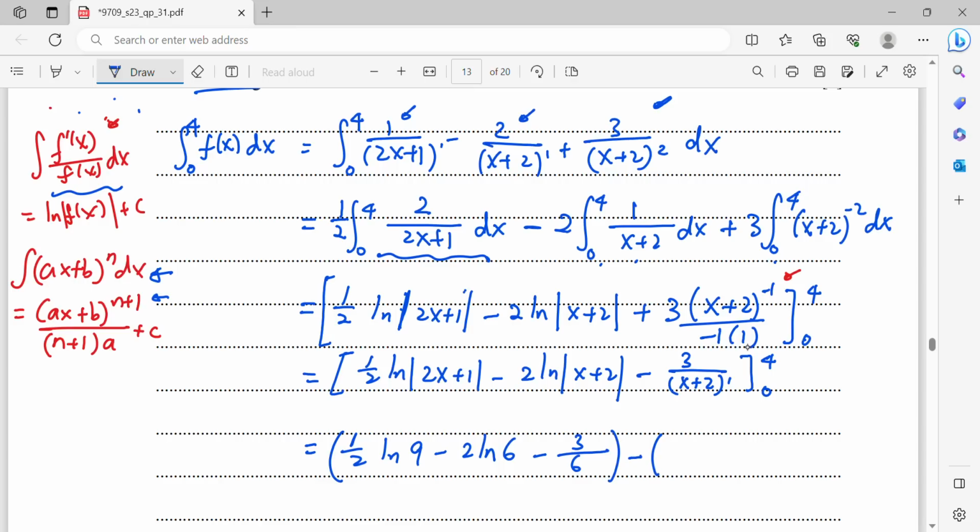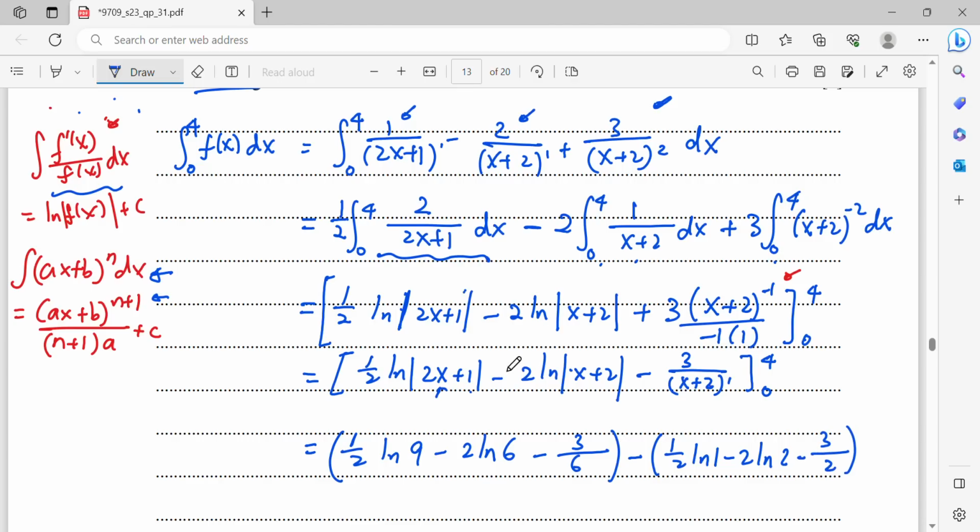Then minus when the x equals 0. So I get half ln 2 times 0 is 0. 0 plus 1 is going to be 1. Minus 2 ln 0 plus 2 is 2. Minus 3 over 0 plus 2 is 2.